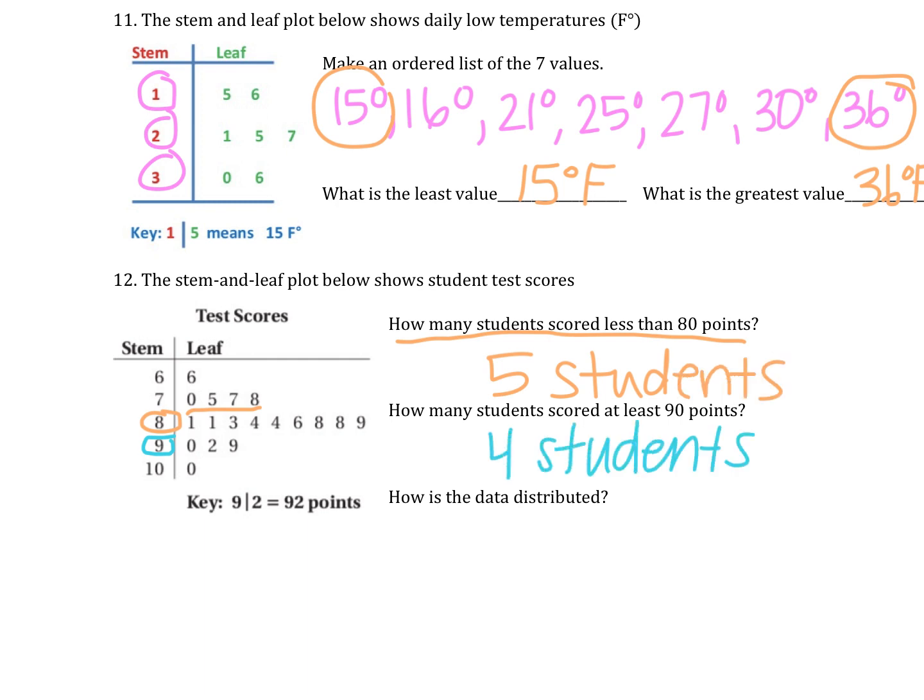And the last question, how is the data distributed? And if you look, it looks similar to what we've already been talking about. So we're going to say symmetrical because it's all mostly in the 80s and then the others are fairly even.